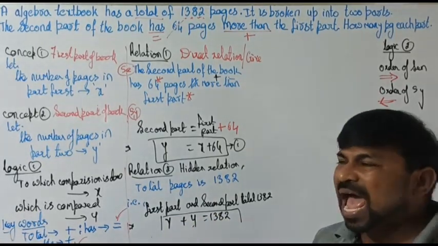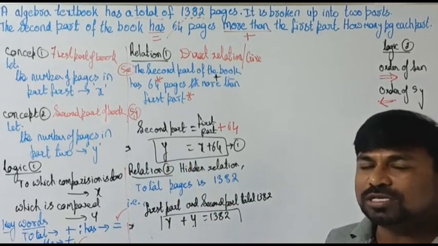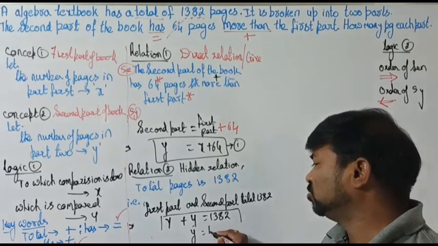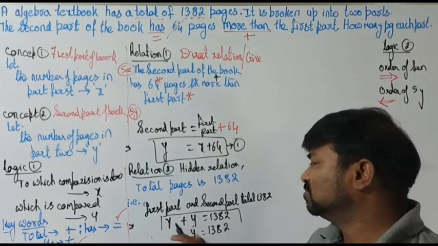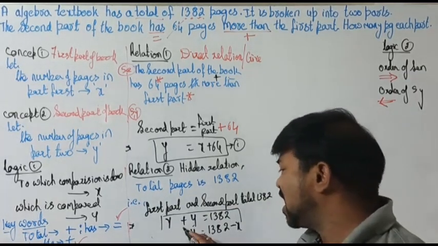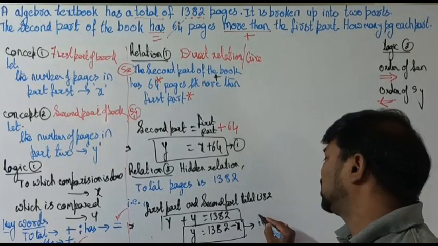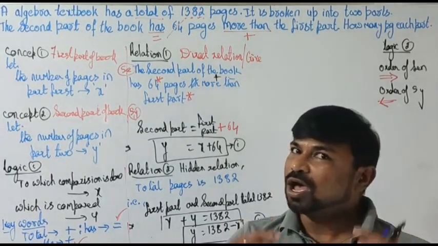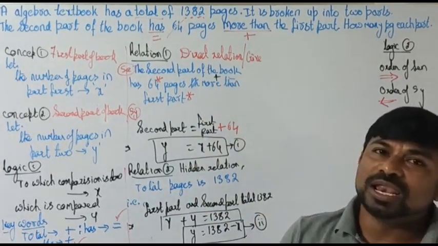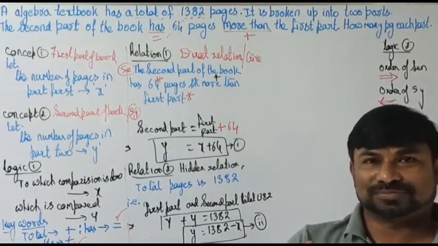But as here it is dealing in terms of y, I like to convert this also in terms of y. So what I'm doing, y is equal to 1382, I'm setting x to the other side, so I convert this as minus x. Now I am ready to say, yes, this is our equation 2. After solving, we have equation 1 and equation 2. Let's solve that and check whether we are correct or wrong.